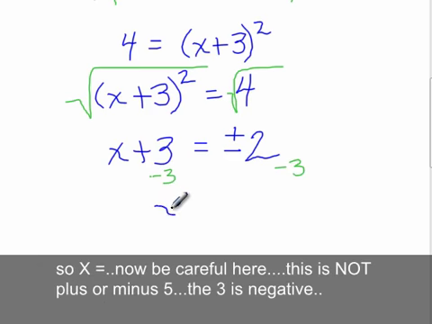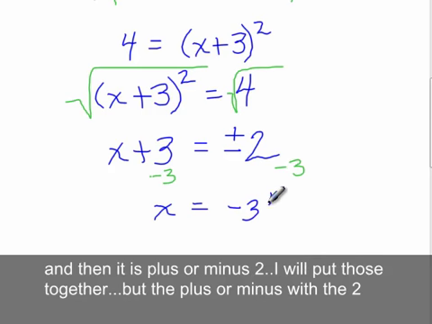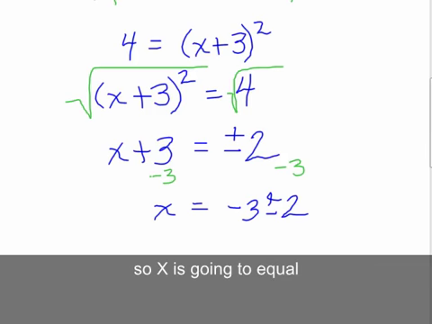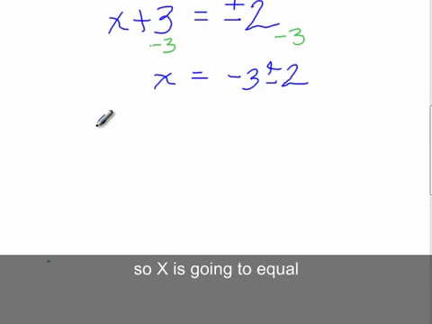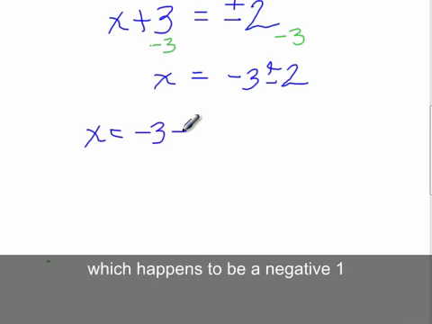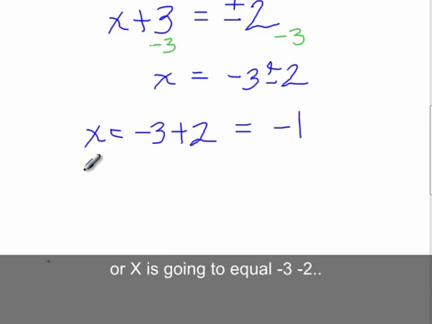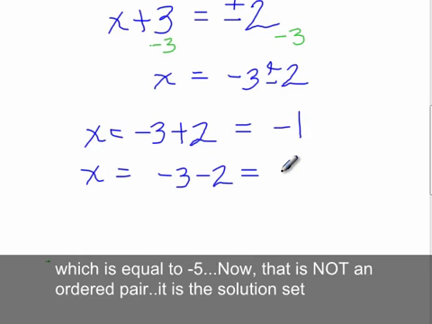So x is going to equal, now be careful here, this is not plus or minus 5. The 3 is a negative, and then it's plus or minus 2, and I will put those together. But the plus or minus is with the 2. So x is going to equal negative 3 plus 2, which happens to be a negative 1. Or x is going to equal negative 3 minus 2, which is equal to a negative 5.